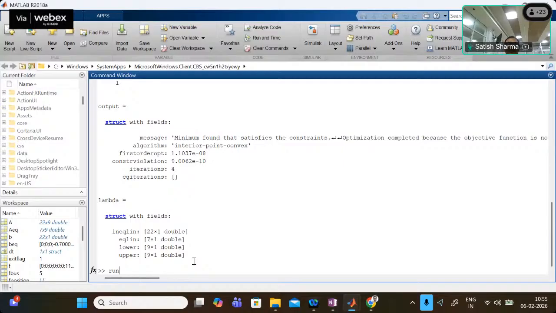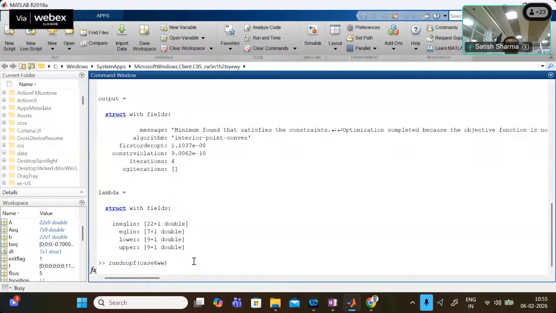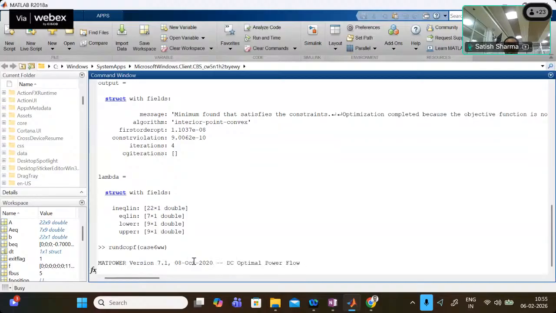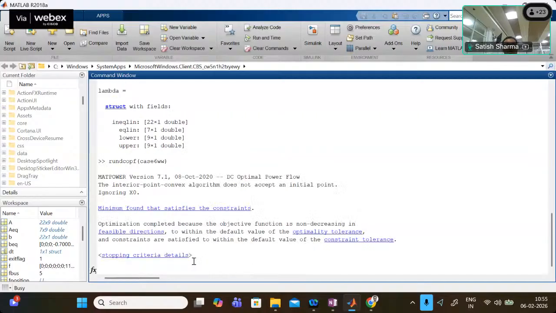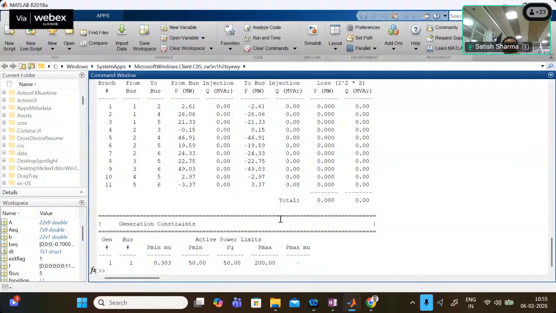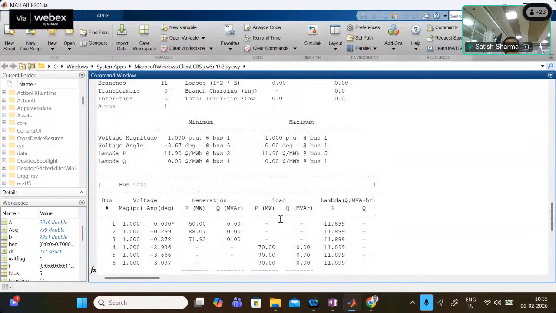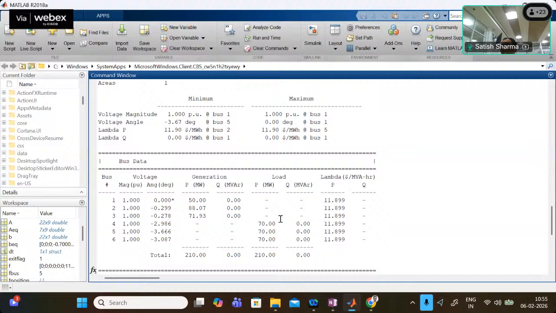You can make bypass. So there are a lot of commands here. In documentation, if you see, I will simply put DC OPF and case6ww, and it will give me the answer. Okay. So this command is from MATPOWER. And if I look here, you can see the results are different. Results are very much different.